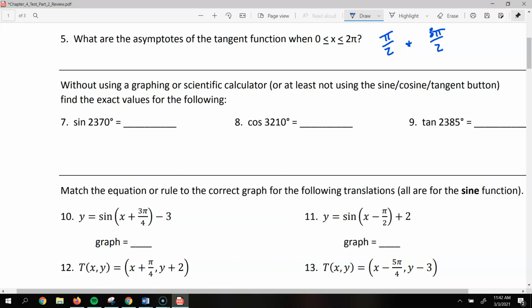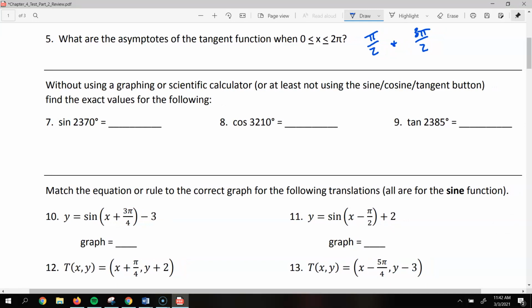So for these problems, the most important thing is just to know what the equivalent values would be for the sine, cosine, and the last one, the tangent function. For the first one, sine and cosine functions repeat themselves every 360 degrees. So if I take 2,370 divided by 360, we get 6.583 repeating. That means it's 6 full rotations plus an additional 0.583. So how many degrees would that be? If I multiply that times 360, we get 210 degrees.